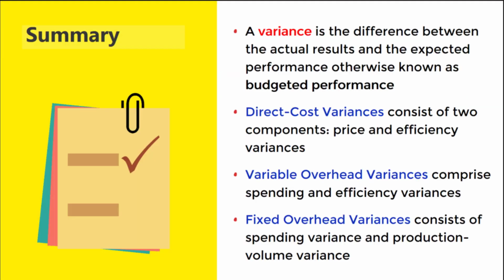Okay, a quick summary. A variance is simply the difference between the actual result and the expected performance, otherwise known as budgeted performance. Direct cost variance consists of two components, price and efficiency variance. Price: you compare actual price and standard price. Efficiency: you compare standard quantity and actual quantity. Variable overhead variances comprise spending and efficiency variance. Fixed overhead variances consist of spending and production volume variance.